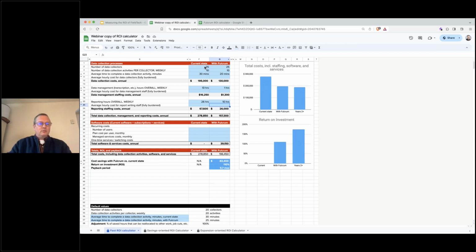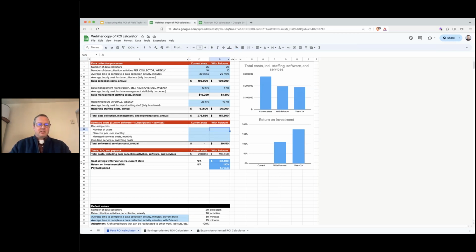So all told, my data collection process, my data management process, managing the data that's coming in, and my reporting hours cut me back from about 278 down to about 157. Now, I'm assuming paper here, and that's not always a good assumption. If you're not assuming paper, then there are things you can do here regarding the software you're adding and the software you're using now. I'm not going to go into that.